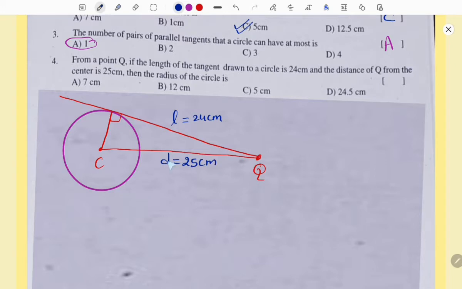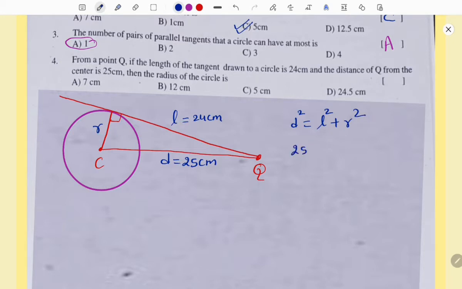Okay, already in the second question we can explain this process. Then the radius of the circle is here. This is the right angled triangle. Now according to Pythagoras theorem, d square is equal to L square plus R square.